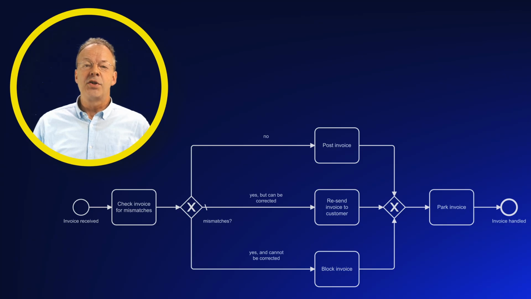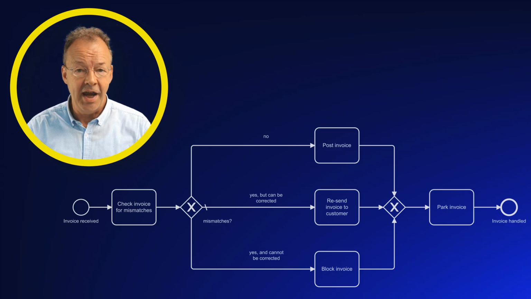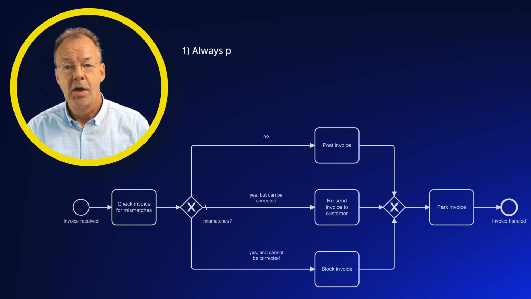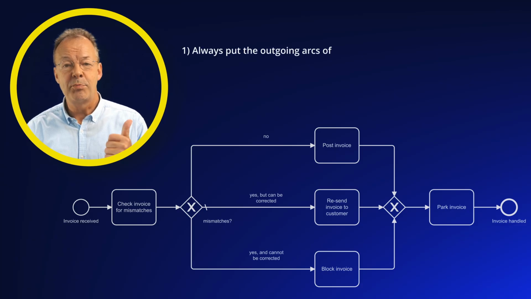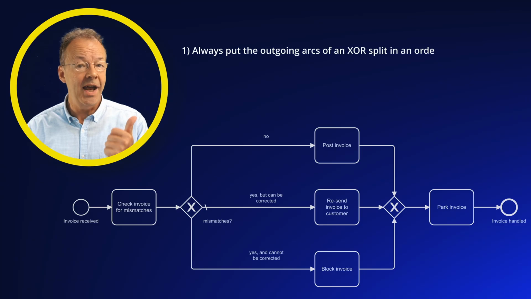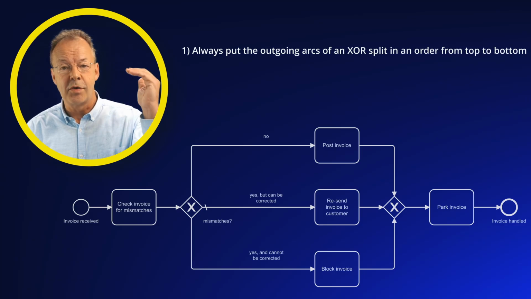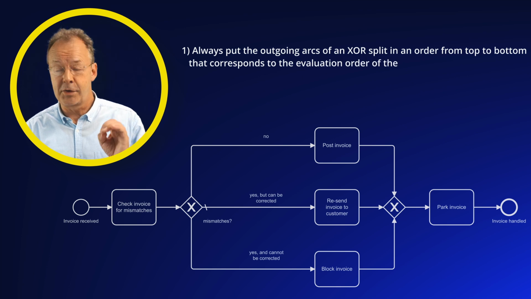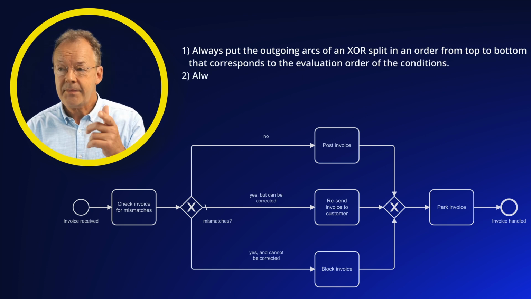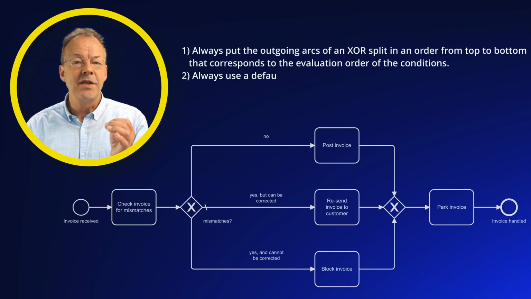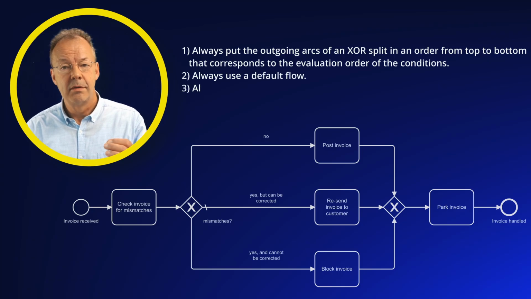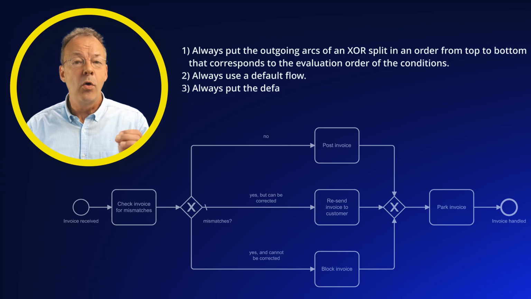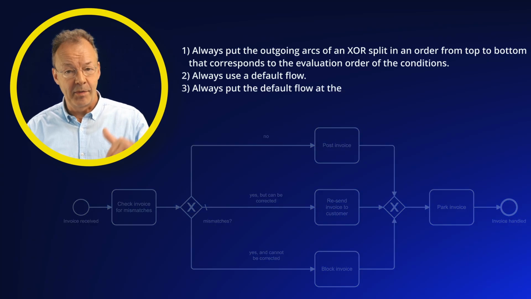What are the implications for best practice in modeling XOR splits? First, always put the outgoing arcs of an XOR split in an order from top to bottom that corresponds to the evaluation order of the conditions. Second, always use a default flow. Third, always put the default flow at the bottom.